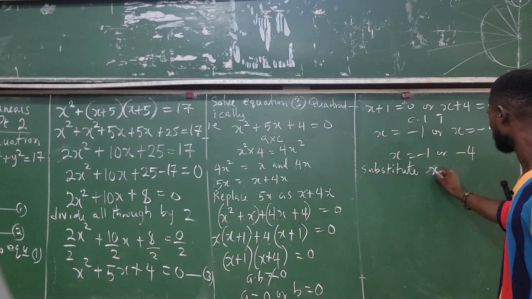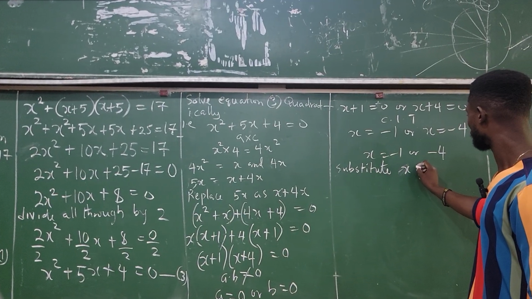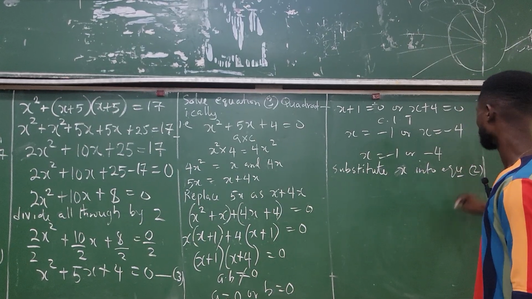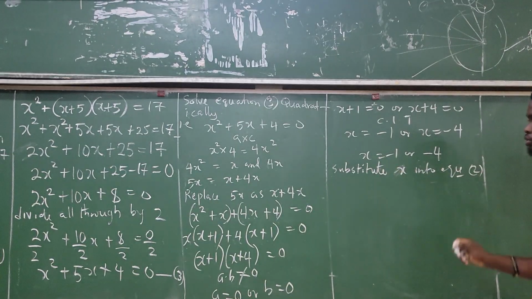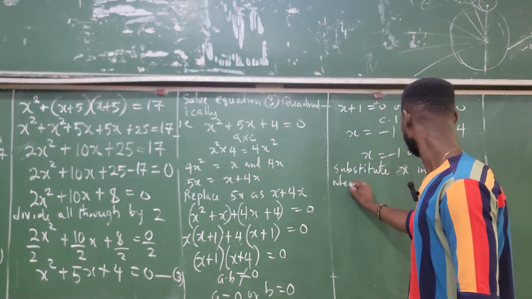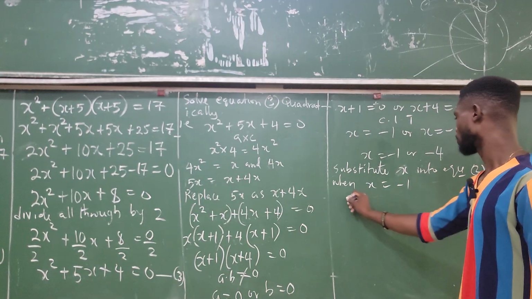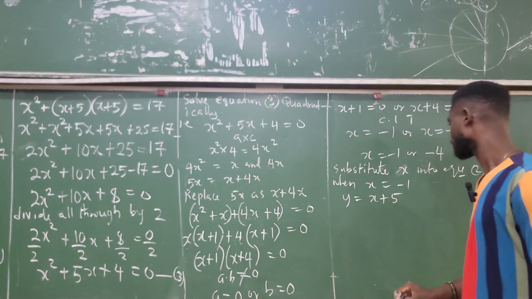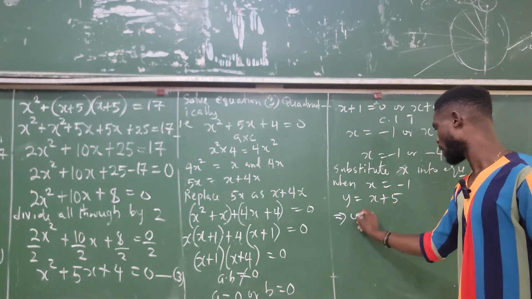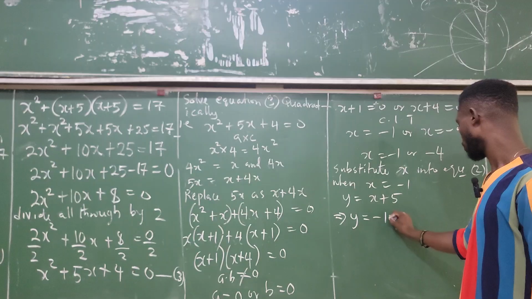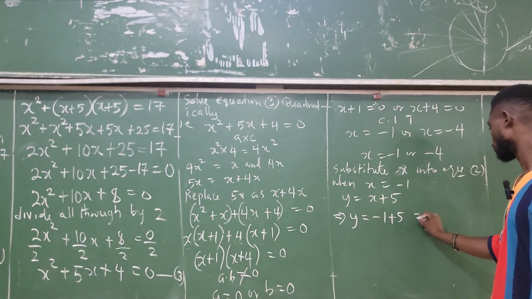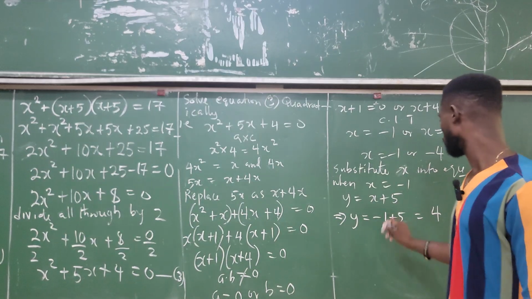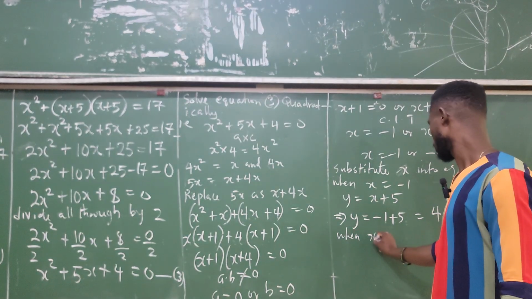Substitute this value of x into equation 2. So when x is equal to minus 1, y is equal to x plus 5. That implies that your y will be equal to minus 1 plus 5. So y is equal to 4. Minus 1 plus 5 is 4.